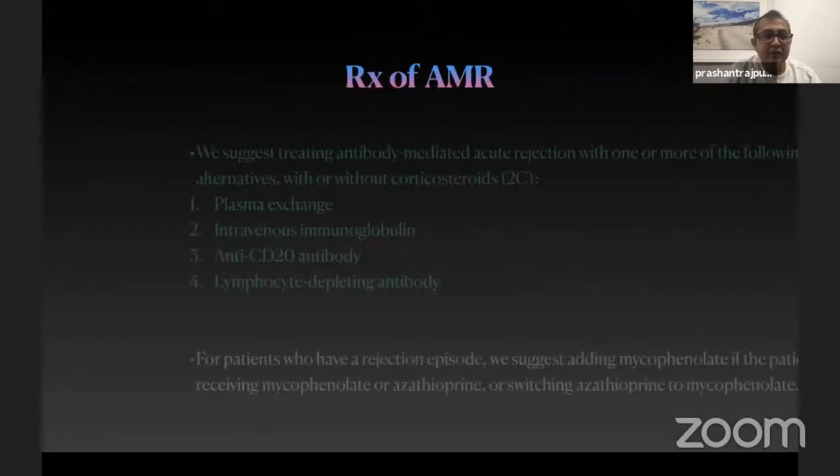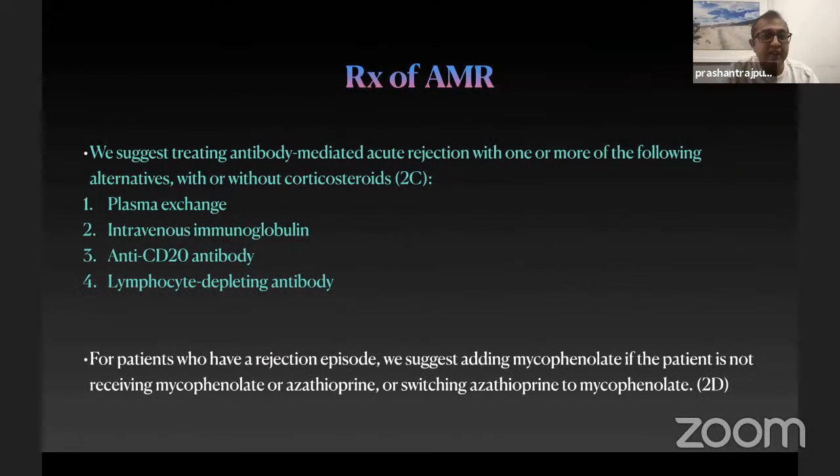What is the treatment of AMR? This is the KDIGO guidelines. We suggest treatment of acute antibody-mediated rejection by the following alternatives, with or without corticosteroids: plasma exchange, IVIG, anti-CD20 monoclonal antibody, which is rituximab, and lymphocyte-depleting antibody, which is alemtuzumab.